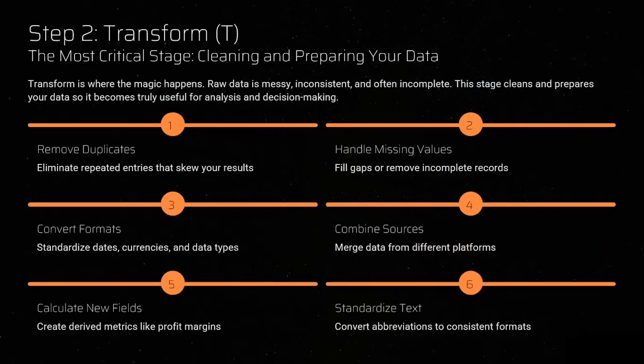Moving to the next step, that is transform. Now comes the most important part, transform. Here we clean and prepare the data so it becomes useful. Common transformation operations are removing duplicates, handling missing values, converting formats, combining multiple data sources, calculating new columns, changing text formats like small m to capital M, etc. Let us take an example.